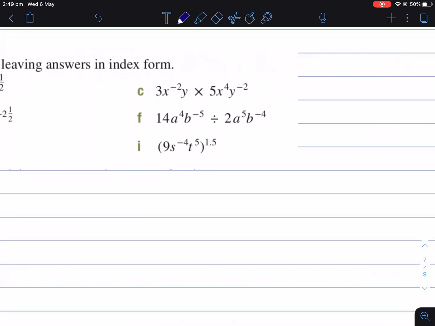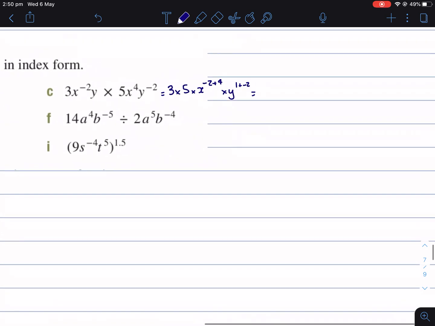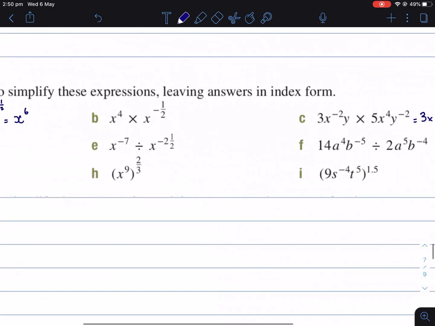For C, well, we always multiply the numbers first. And then we've got x to the -2 plus 4. And we've got y to the 1 plus -2. And overall that gives me 15x to the 2, y to the -1. We're leaving it in index form so we don't put it as a fraction.